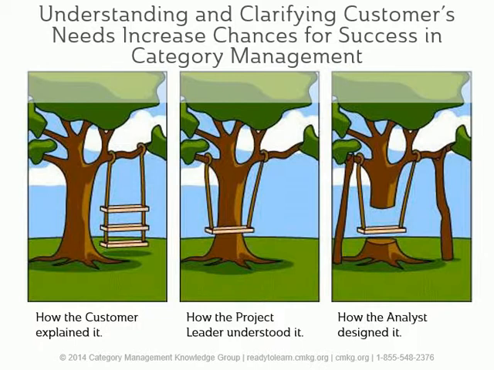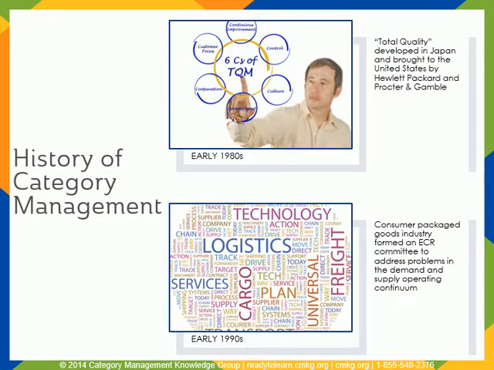Category management grew out of the Japanese total quality movement, imported into the United States in the 1980s by companies like Hewlett-Packard and Procter & Gamble.